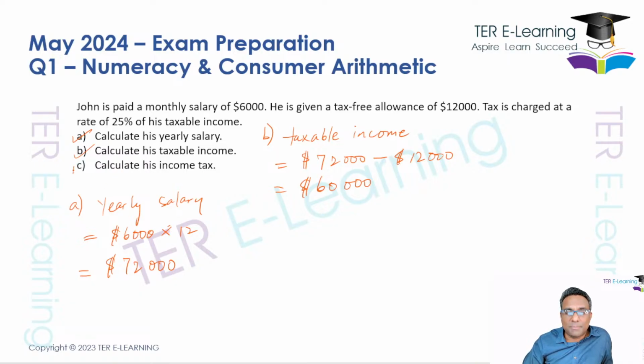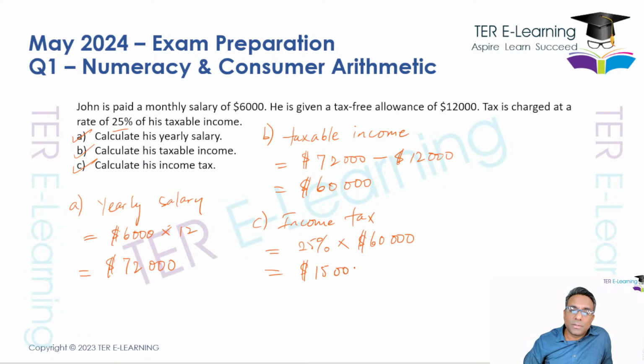That's it. And part C now, they want you to calculate his income tax. Well, income tax in this case, they told us it's 25% of his taxable income. So you're going to take 25% and multiply that by 60,000. So that's going to be 0.25 multiplied by 60,000, and you're going to get a total of $15,000. So that's the tax that he has to pay at the end of this year. That's his tax.